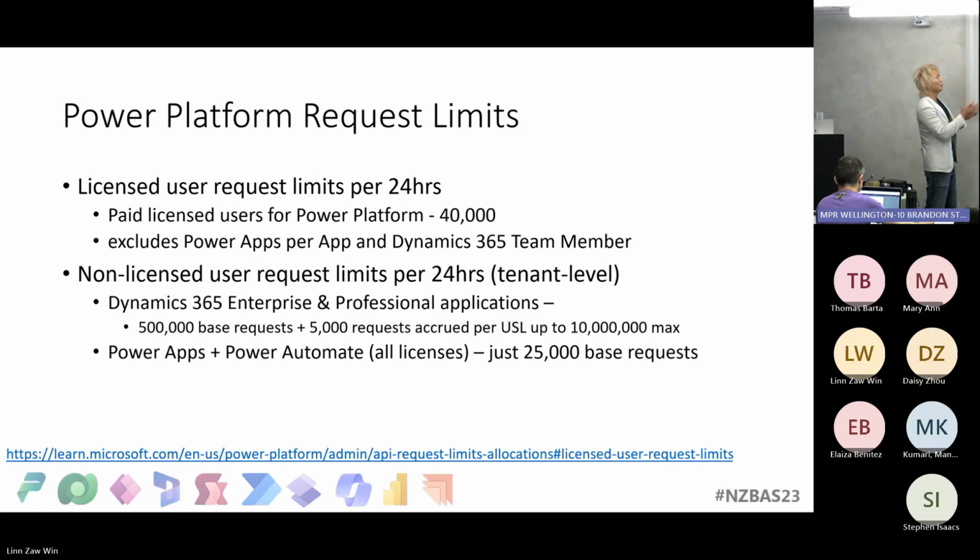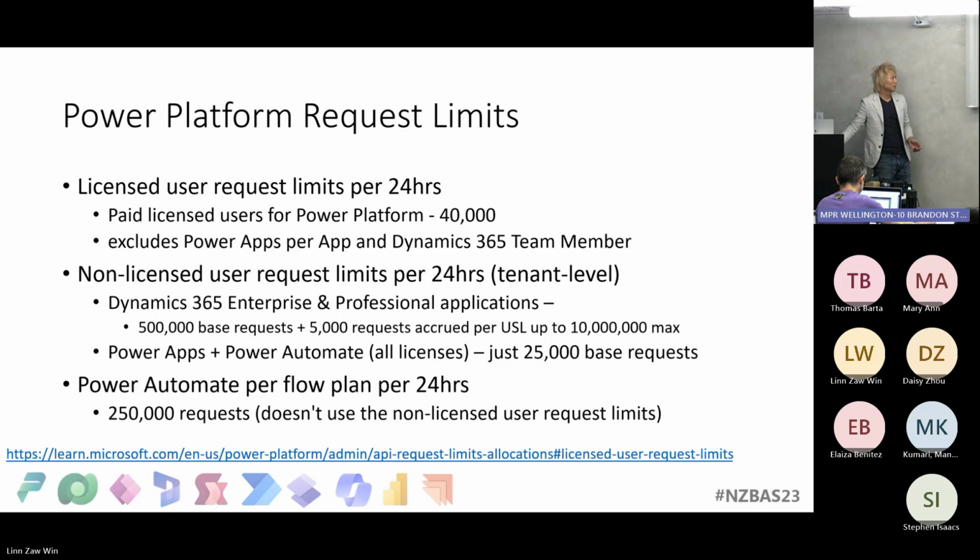So by request, for the request limit, that means every step, like compose step, condition step, initialize variable, each step counts as one request. And if you have a loop, if you are looping 5 records and then you have 5 compose, there will be 5 requests. So you have to be careful.